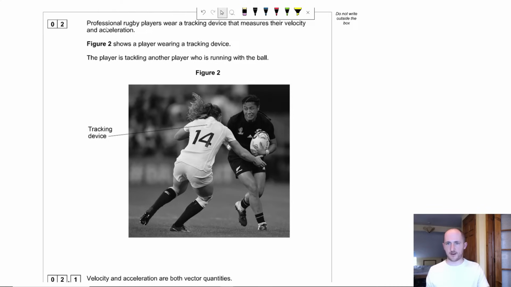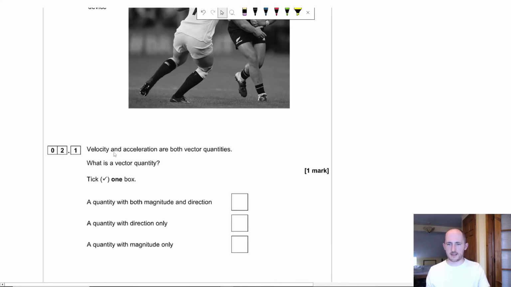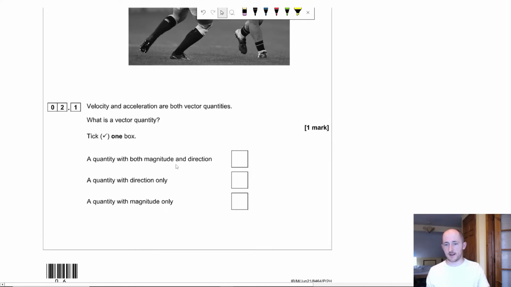For question 2, we have professional rugby players wear a tracking device that measures their velocity and acceleration. Figure 2 shows a player wearing a tracking device, so right here apparently. The player is tackling another player who is running with the ball. Velocity and acceleration are both vector quantities. What is a vector? Is it a quantity of both magnitude and direction, or only magnitude?